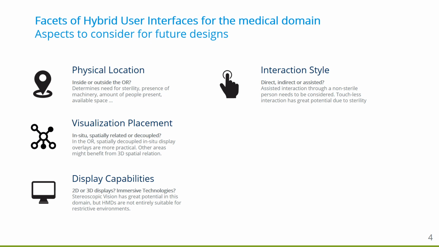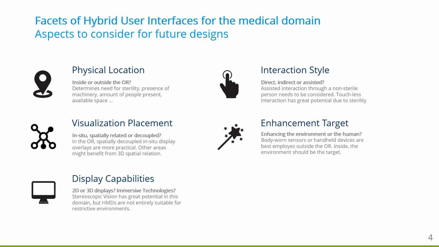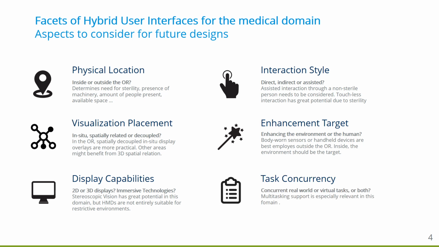Interaction style, where we identified assisted interaction as a third category besides direct and indirect interaction. The enhancement target, where we realize that it is highly dependent on the physical location if you want to enhance the human or the environment. And lastly, task concurrency, which we identified as an important factor to preserve familiar workflows and create acceptance for novel UIs.